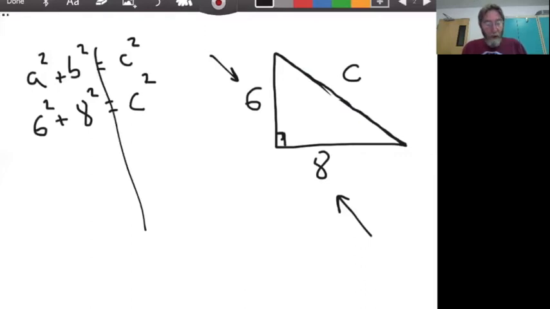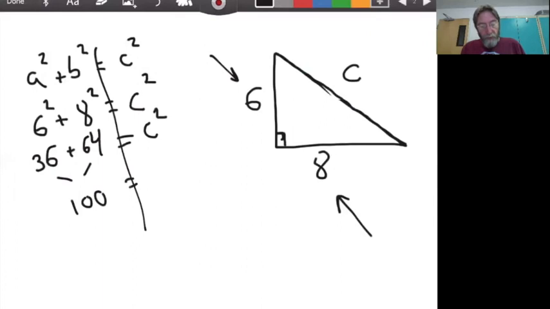Do what you know. 6 squared is 36. 8 squared is 64. And that's equal to C squared. Don't skip steps. Now we can combine these two things. 36 and 64 give me 100, and that's equal to C squared. Now we're getting really close. We're at the point now where we need to know what C is.